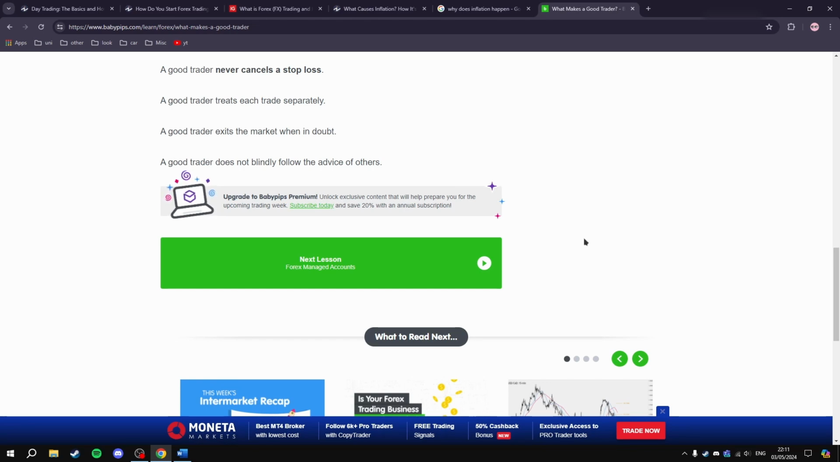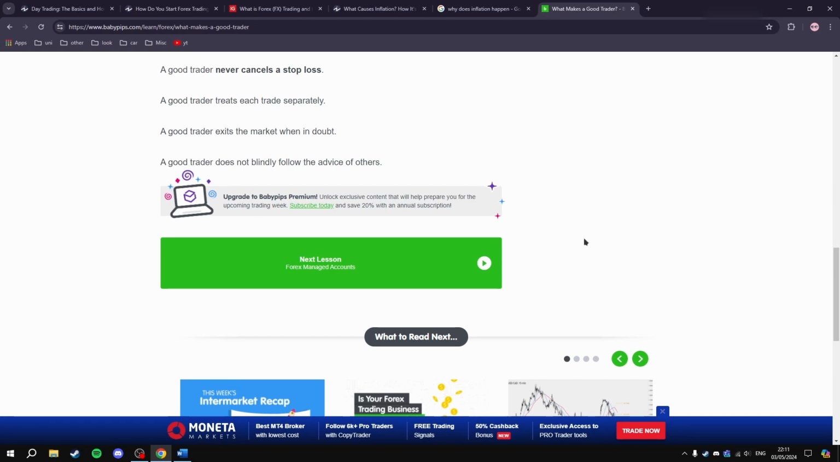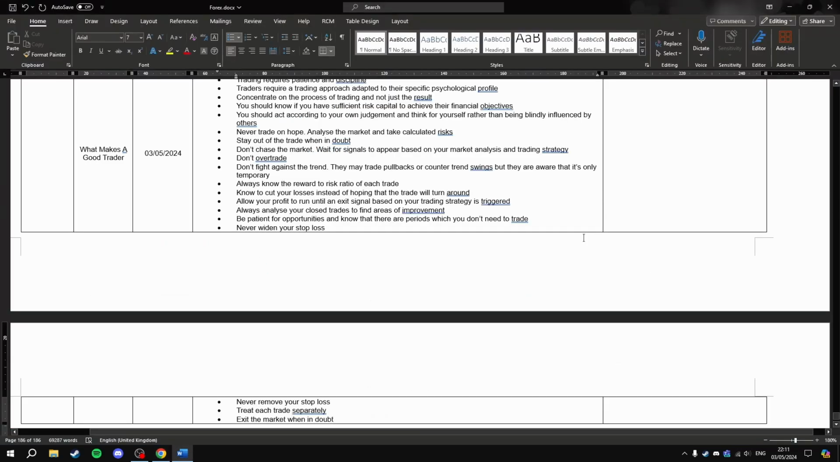See, this is an interesting one, because aren't you meant to trade not off your emotions? But in doubt is an emotion, isn't it? So how can you exit the trade if you're in doubt? Unless your trading plan tells you to exit the trade, then you shouldn't exit, right? Oh, exit the market when in doubt. So that means don't even place trades at all. If you're not sure whether there's an opportunity for a trade in this market, then just don't trade in that market at all. Right, I see. Exit the market when in doubt.